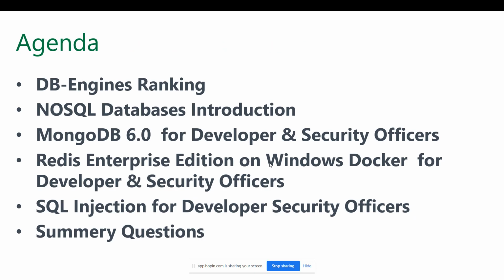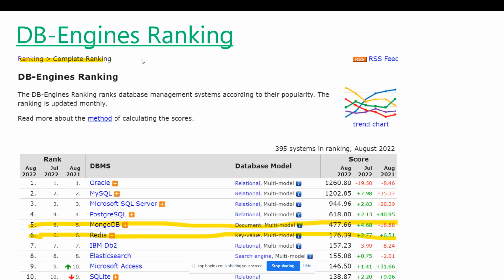So what is our agenda? Let's talk about DB ranking engine, NoSQL database introduction for developer, MongoDB latest release 6.0 for developer and security officer, Redis Enterprise Edition on Windows Docker for developer and security officer, a little bit about SQL injections, and summary and questions. It's a lot of material. The agenda, the presentation, and the code will be available on the GitHub for you.